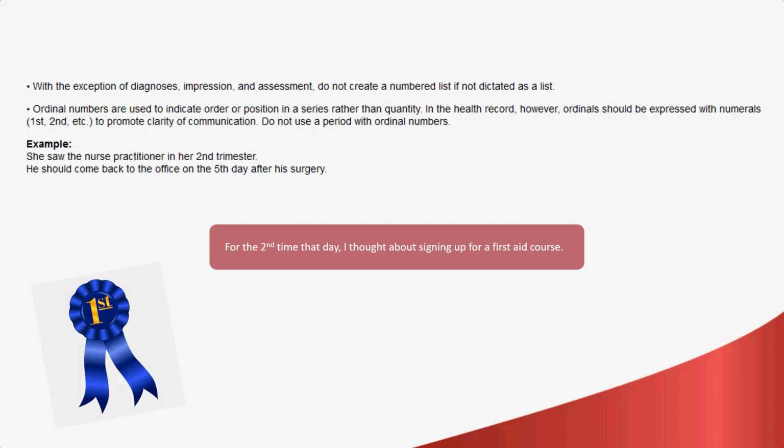Okay, so with the exception of diagnosis, impression, and assessment, don't create a numbered list if not dictated. So let's just pretend you're in medications and they say medications, Lipitor, Effexor, aspirin. You're just going to write that out as a sentence form list. You're not going to write a numbered list. If they say something to indicate they want a list, as we talked about in part 1 of the account specifics, so say they said medications number 1, Lipitor, Effexor, whatever, you're going to make a numbered list.